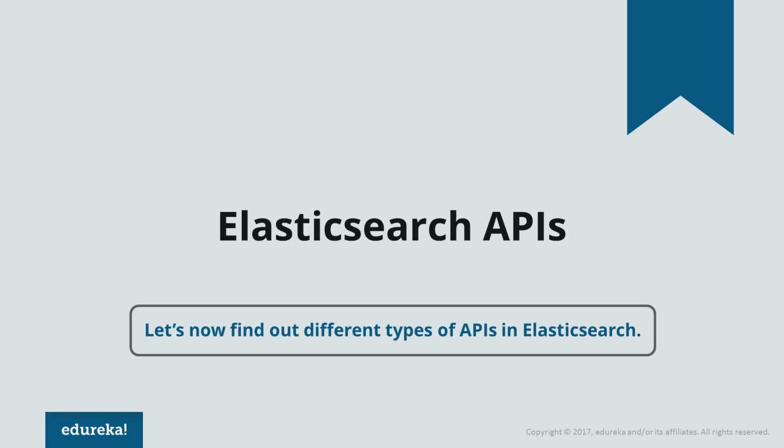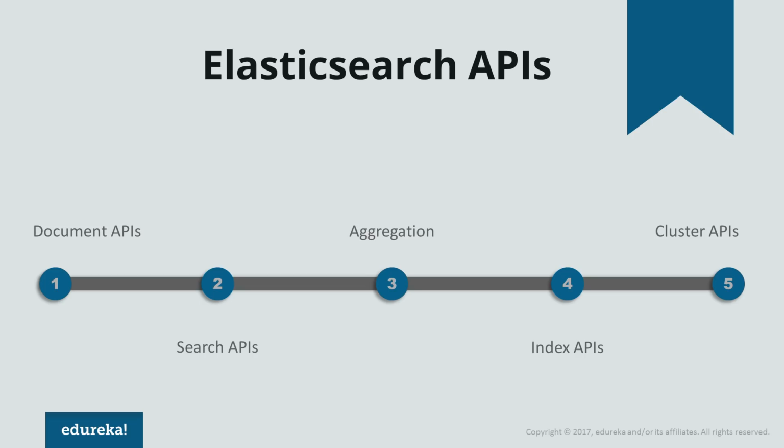So let's talk about the Elasticsearch APIs. These are the types of APIs which we have in Elasticsearch: the document API, the search API, the aggregation API, the cluster API, and last but not least, the index API. So let's quickly see what these are.